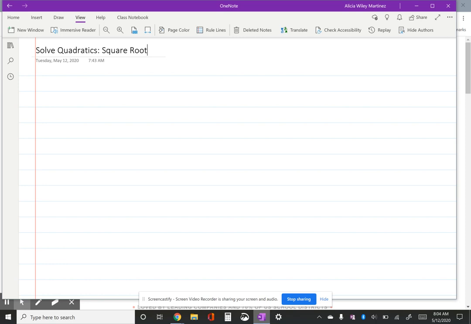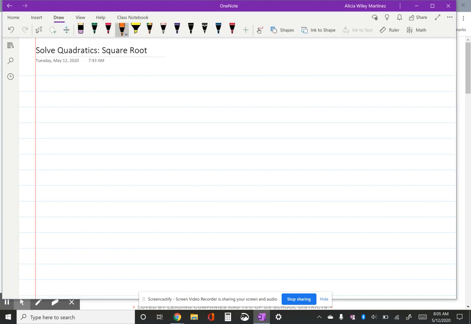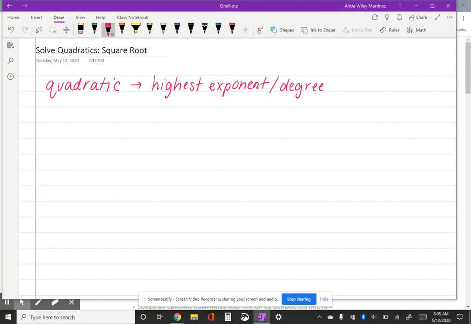Hello everybody, today we're going to talk about solving quadratics using a different method, using an operation that we call square roots. So just a quick reminder, a quadratic, remember, will always have a highest exponent or degree of 2. And there are different forms of quadratics.